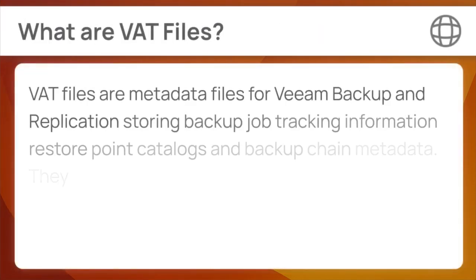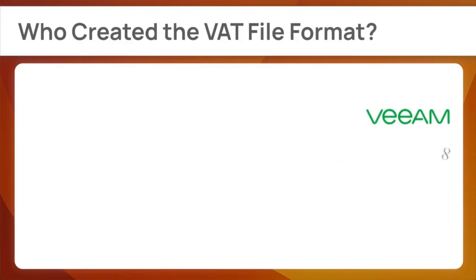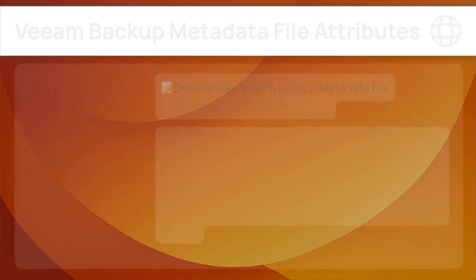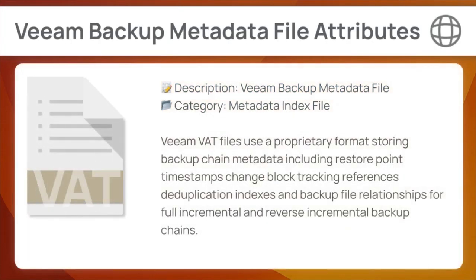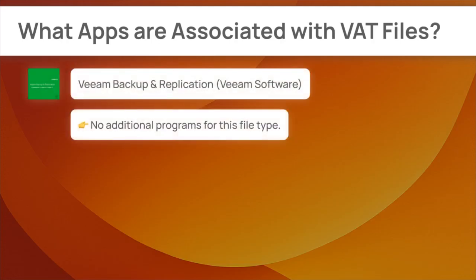VAT files are metadata files for Veeam Backup and Replication, storing backup job tracking information, restore point catalogs, and backup chain metadata. They maintain the relationship between incremental backup files and enable the Veeam Backup infrastructure to manage restore operations. Veeam VAT files use a proprietary format, storing backup chain metadata, including restore point timestamps, change block tracking references, deduplication indexes, and backup file relationships for full, incremental, and reverse incremental backup chains. The application responsible for generating the VAT file is typically Veeam Backup and Replication by Veeam Software.